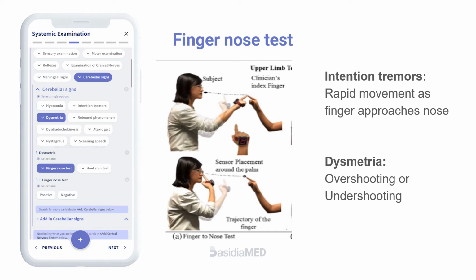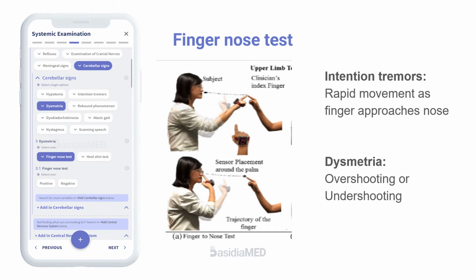To perform the finger-nose test, the examiner holds out his finger, the patient is asked to touch the examiner's finger, and then his own nose. He is then asked to repeat the action more quickly. Abnormal test may indicate both dysmetria and intention tremors. Clinically, dysmetria may present as overshooting or undershooting of the finger during the test. Intention tremors become more prominent as the patient's finger approaches his nose.